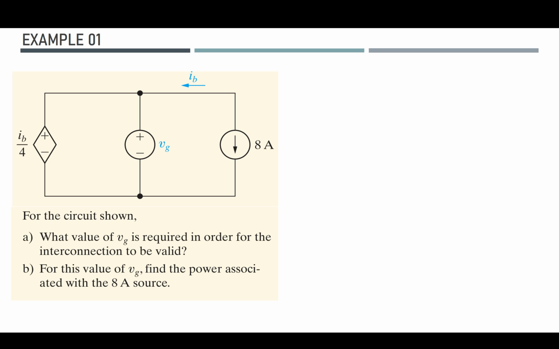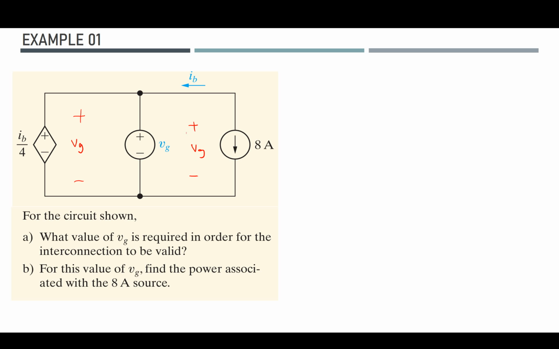So first of all, we know that the independent voltage source will enforce the voltage Vg across both the 8 amps independent current source and the IB over 4 dependent voltage source. So I can simply write down the fact that the Vg will be here and here as well, because the polarities are the same.